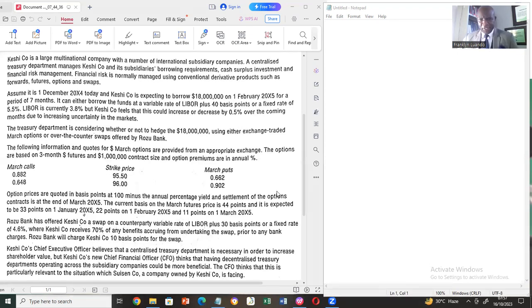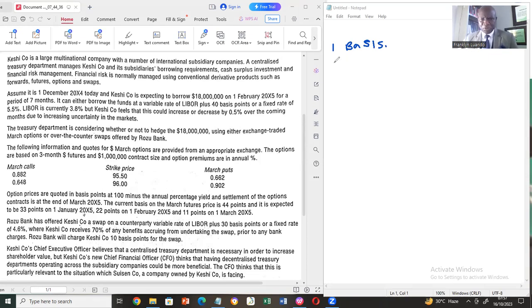Step one is determining the basis. The basis is the difference between the spot rate and the futures price. And this is very important when determining the expected futures price. So you need to determine it.